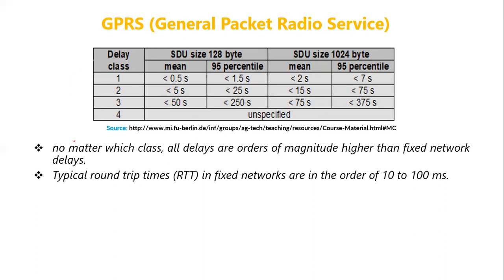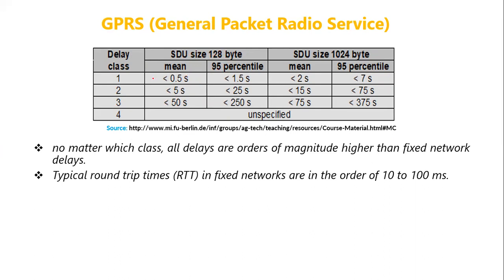But GPRS does not produce any additional delay by buffering packets. GPRS doesn't do any buffering, in order to make sure there is no delay because of that. GPRS always forwards packets as fast as possible. This particular table shows the specified maximum mean and 95% delay values for packet sizes of 128 and 1024 bytes.